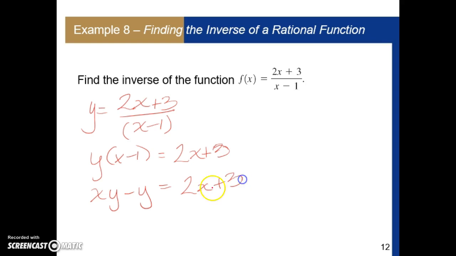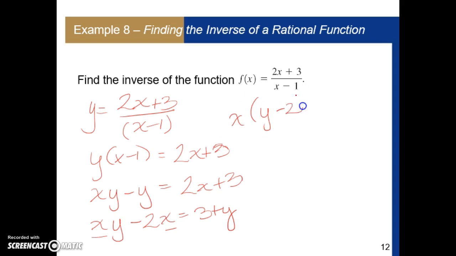Now I'm trying to solve for x, so I need everything with x in it on one side of the equal sign. So I'm going to subtract 2x from both sides. I want everything with y in it on the other side of the equal sign, so I'm going to add y to both sides. Now I have an x common to both of those terms, so I'm going to factor it out. That leaves me x times (y minus 2) equals 3 plus y, and now I'm going to divide both sides by that linear term, and now I have solved for x. So x is (3 plus y) over (y minus 2).